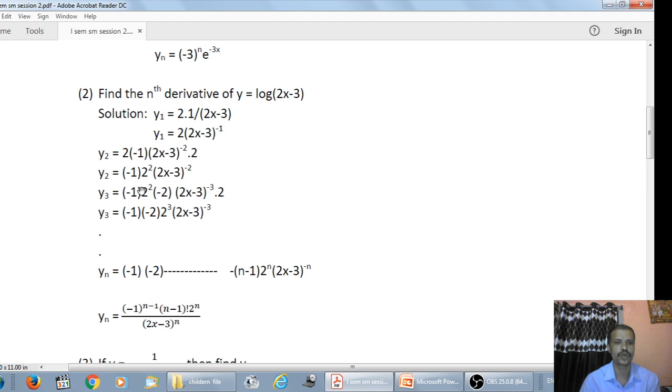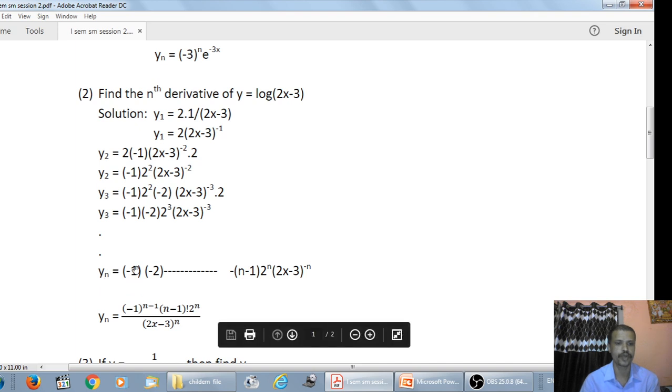Now y3 is equal to minus 1 into 2 to the power of 2 is constant. The differentiation of this, minus 2 into 2x minus 3 to the power of minus 2 minus 1, that is minus 3, into the differentiation of this, 2. After the simplification, minus 1 into minus 2, 2 square into 2 to the power of 3, 2x minus 3 to the power of minus 3.